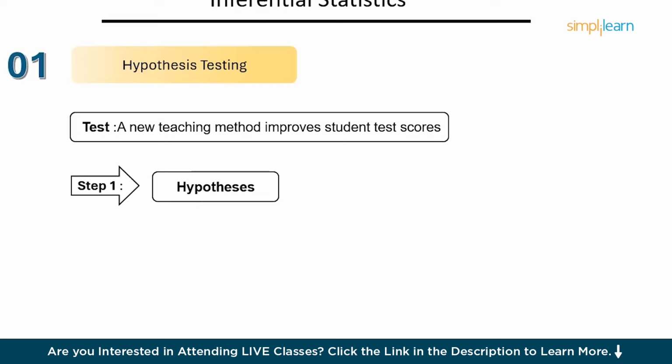Step number 1 is hypothesis. We always start by stating what we want to test. In this case, we want to see if the new teaching method helps students score better compared to the traditional one.